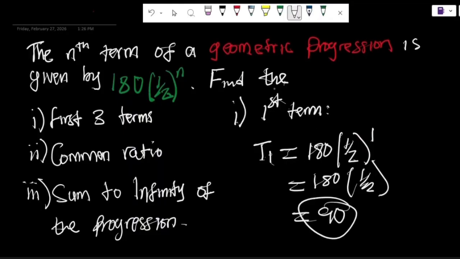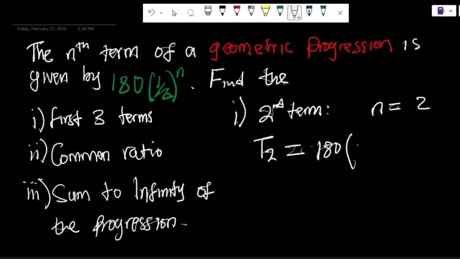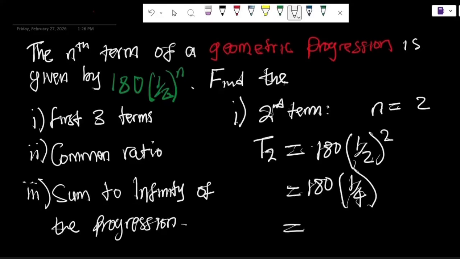What about the second term? For the second term, the value of n should be 2 because we are dealing with the second term. So here n is equal to 2. We can plug it into the expression: 180 times (1/2)^2, which is 180 times 1 over 4. So 180 over 4 is equal to 45. So 45 is our second term.